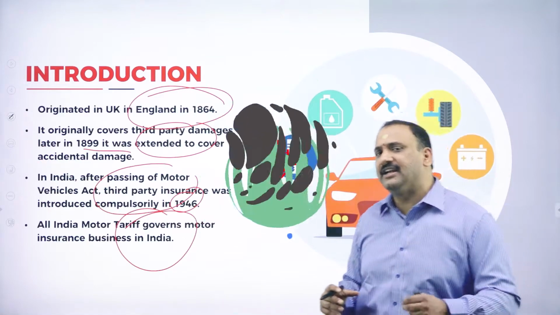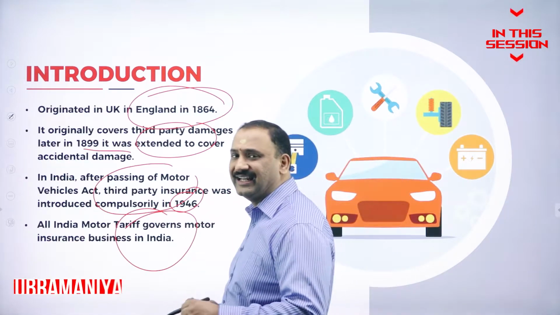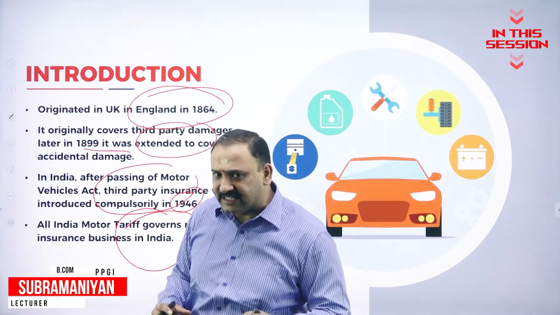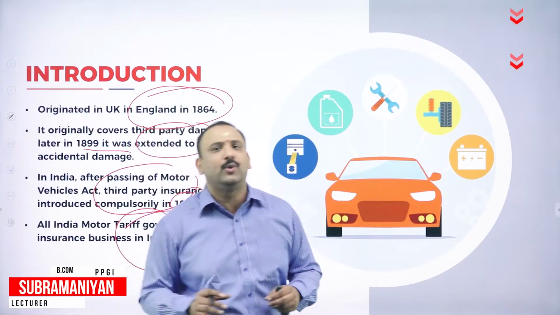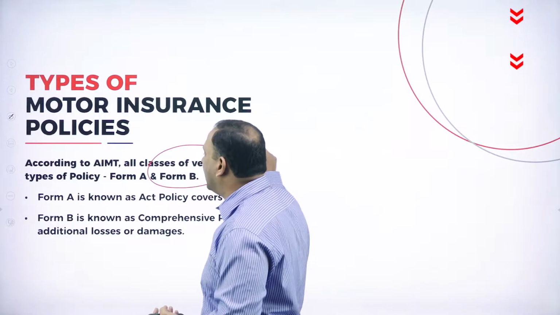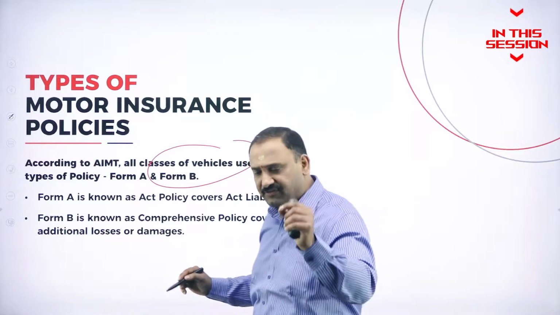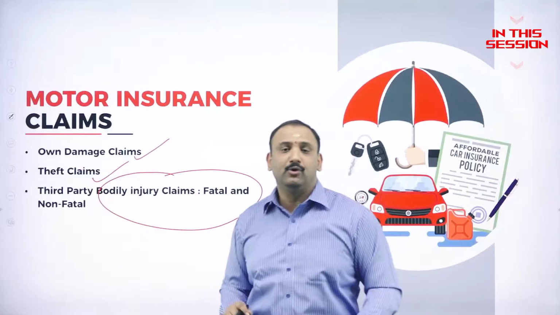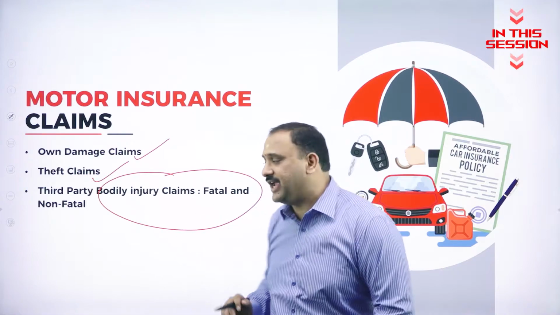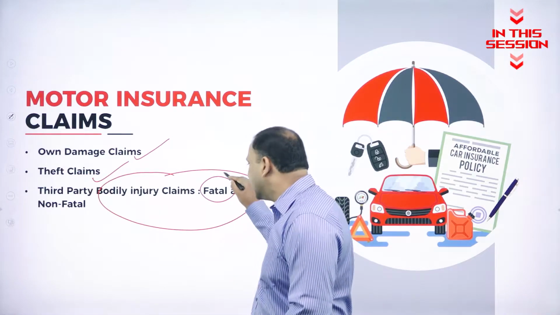Insurance typically tries to cover your vehicle in case it is going to get hit by an accident or if some untoward incidents happen there. All classes of vehicle fall under two types of policy: Form A and Form B. Suppose because of an accident a person passes away, then it goes into the fatal category.